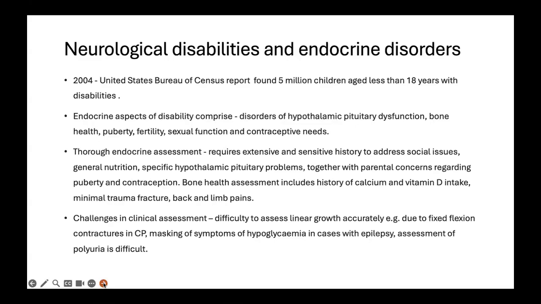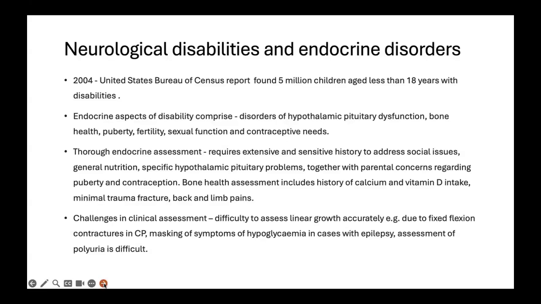Bone health assessment should include a detailed history about the overall nutrition, calcium intake, vitamin D intake, minimal trauma fracture history, any back and limb pains, and the drugs that the child is taking for the underlying disorder. Challenges in clinical assessment in these children are many. First, it's very difficult to assess linear growth accurately in these children due to immobility and fixed flexion contractures. Hence, for example, if central precocious puberty occurs in a child with neurological disability, you may not be able to assess the height spurt, or there may not be any height spurt at all.